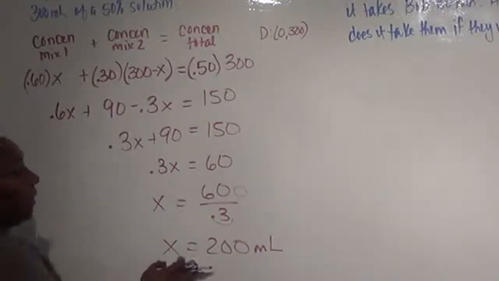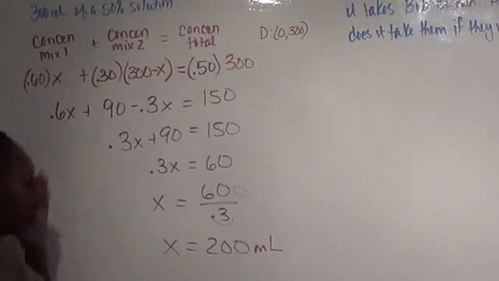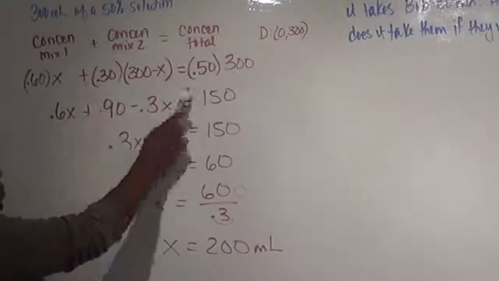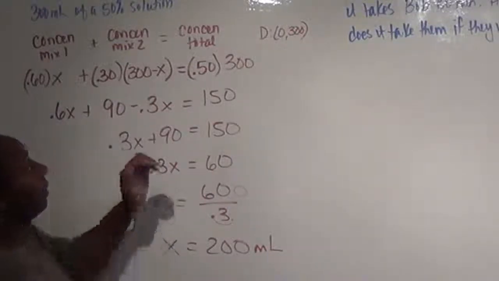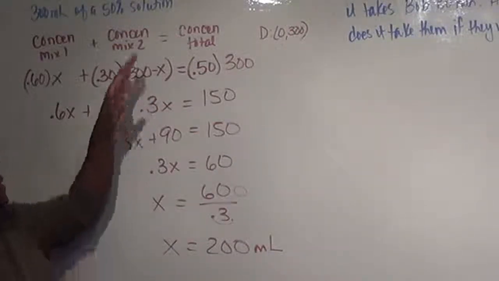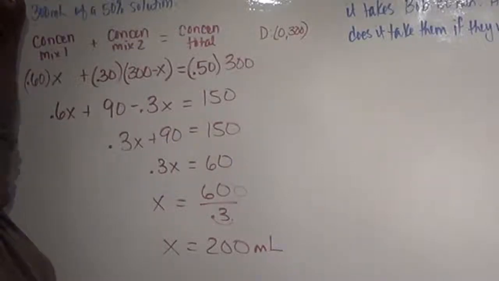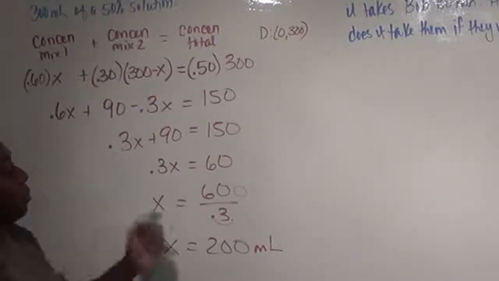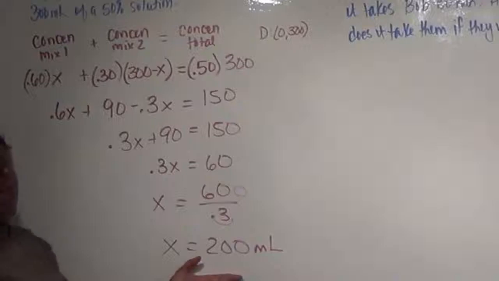Okay. Again, that is within my domain. And again, it makes sense in my problem. And here, this one, unlike the last one, it didn't ask me for both solutions. It just wants to know the quantity of the 60%. So there, that's my solution.